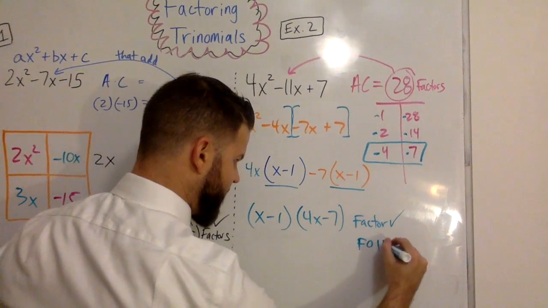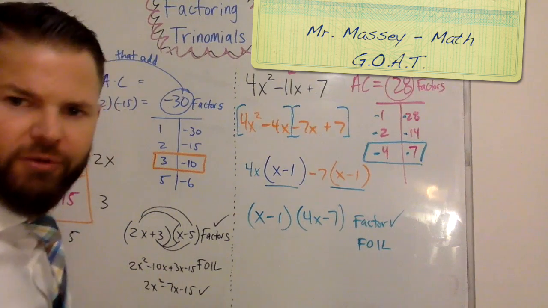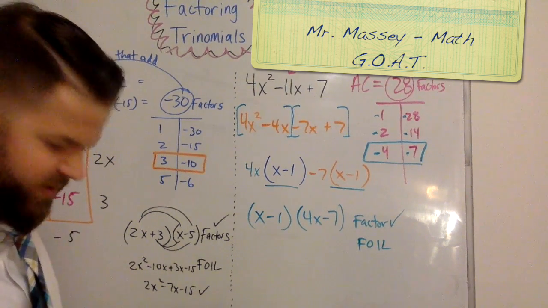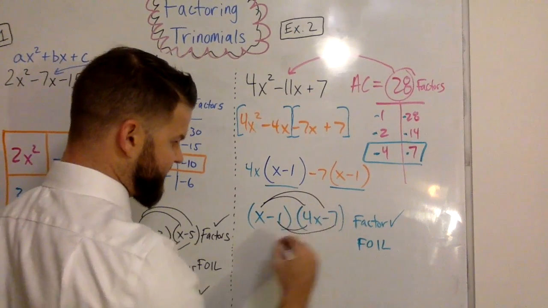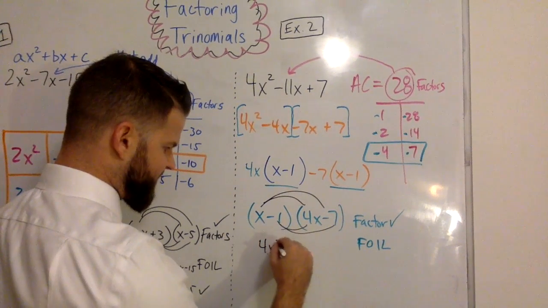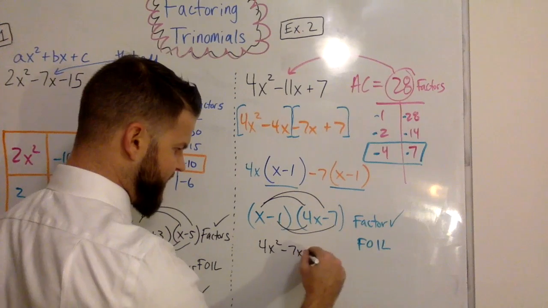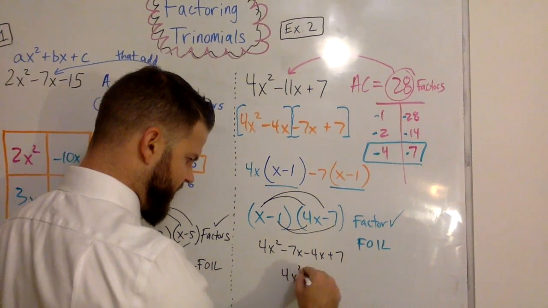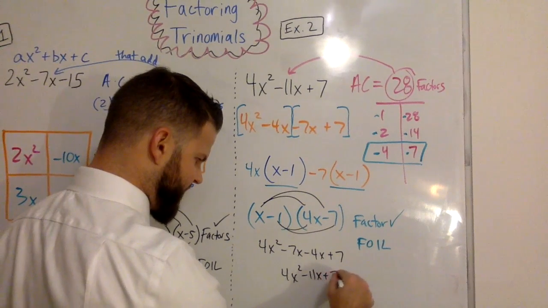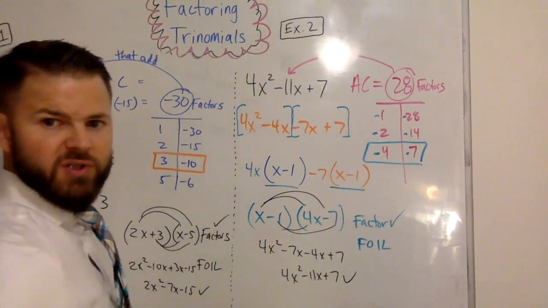But hold up. I know, it's me, and I'm the math goat. But just in case, if you want to double check these guys, let's see where we're at. We got first, outside, inside, last. 4x squared minus 7x minus 4x plus 7 comes out to something like this. Looks just like my original.